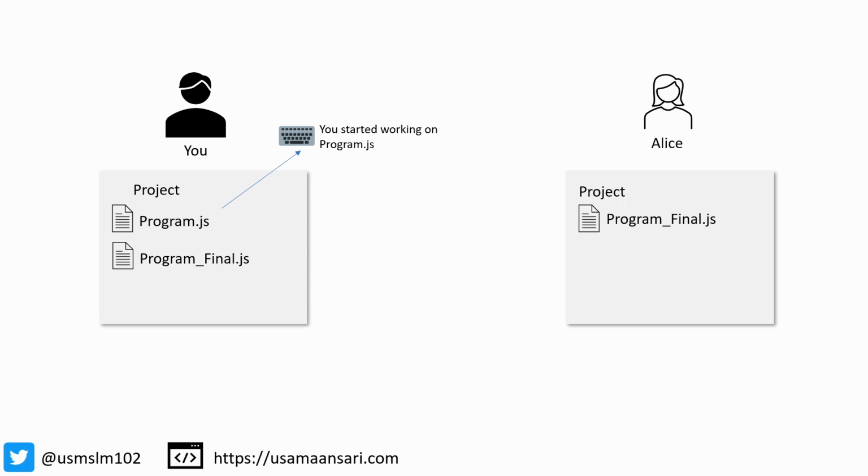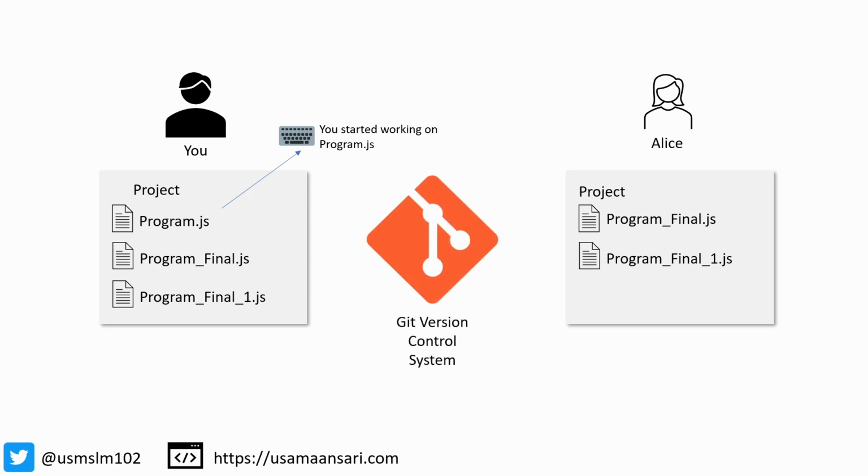She will review that file and she has some modifications to your program, and she created another file called program_final_1.js, and she sent this file back to you. You see the problem over here? We have the same program in 3 files with slight changes, and no one can tell which line was modified by whom. And this is a very basic scenario. Think of a bigger project where you have hundreds of people and thousands of files. Do we have any better solution? You guessed it right. We have the Git version control system to solve this exact problem.